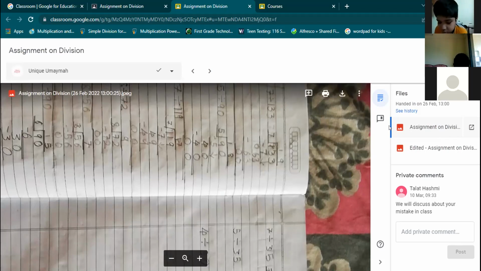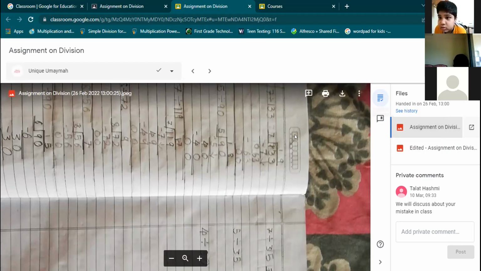There are some points that I'm highlighting that you need to consider and take notice of. The reason I'm giving you homework is that I want you to come up with mistakes. And I'm so glad that Umayma came up with a mistake. Then only can I correct it, na? I want you to make mistakes so that your doubts get solved.